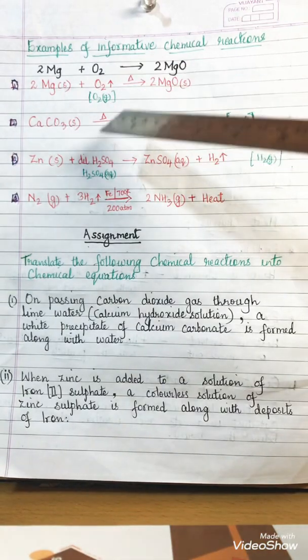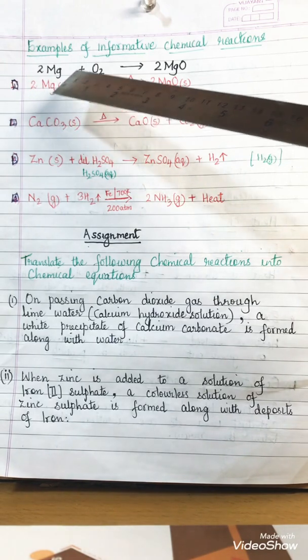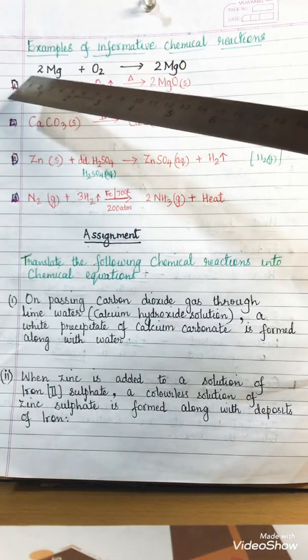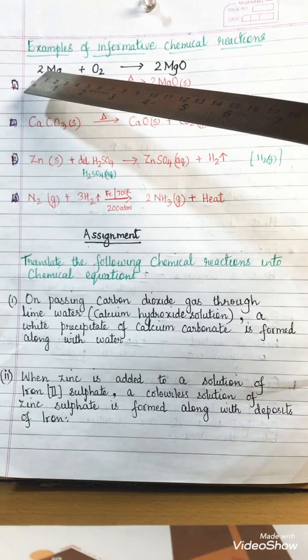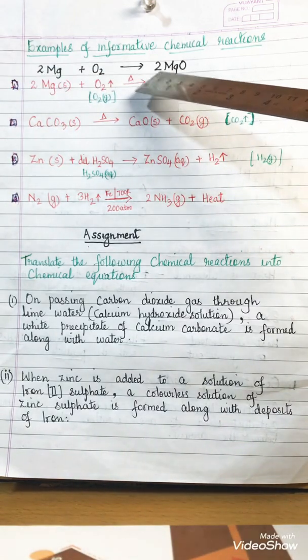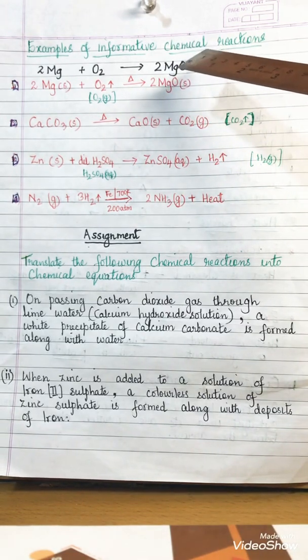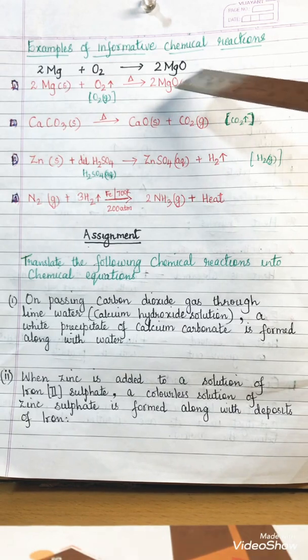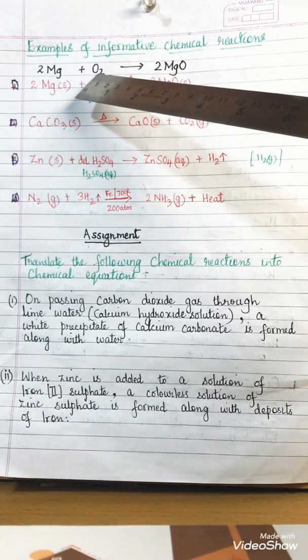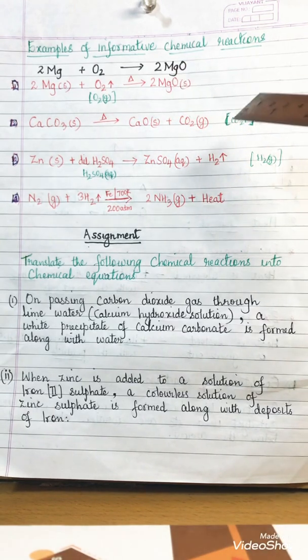Let us recall the example of burning of magnesium ribbon in air. The equation which we had written was 2 Mg plus O2 gives 2 MgO. Now this equation gives us the information that our reactants are magnesium and oxygen and our product is magnesium oxide. That is all it tells us.